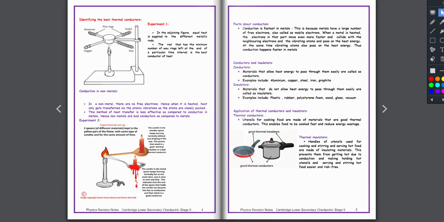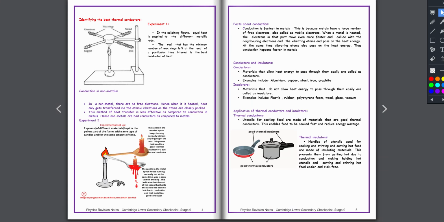Okay, now here is an experiment which is based on conduction again. It says identifying the best thermal conductors. First of all, I hope I'm able to make you understand the concept of conduction well, that when heat energy is conducted or transferred from one particle to the next particle, the process is called conduction. I'll read it out to you. In the adjoining figure, equal heat is supplied to the different metallic rods.